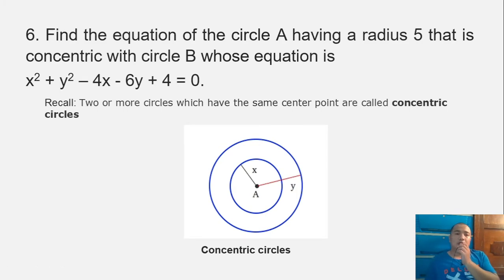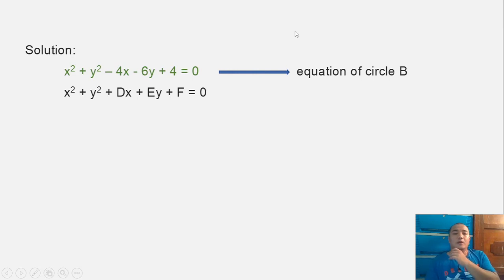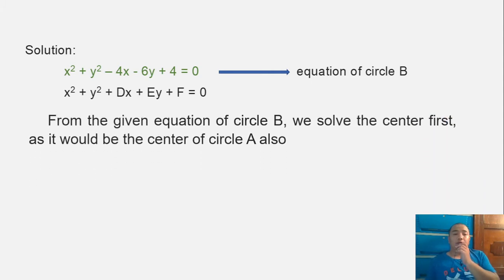So what do we need to find here? Find the equation of circle A having a radius 5 that is concentric with circle B, whose equation is x squared plus y squared minus 4x minus 6y plus 4. What we're trying to find is the equation of circle A with radius 5. Obviously we must know first the center of circle B, because whatever the center of circle B, it's also the center of circle A, because they have the same center. From the given equation of circle B, we solve the center first, as it would be the center of circle A also.